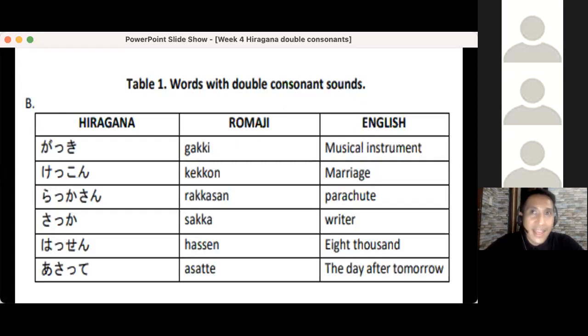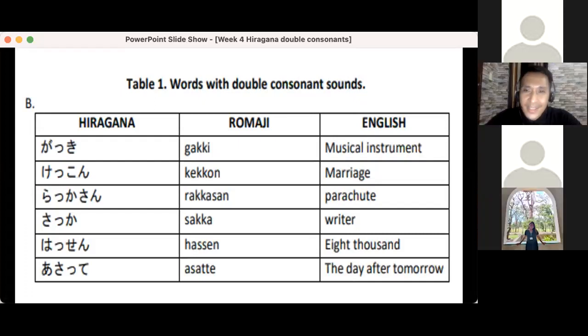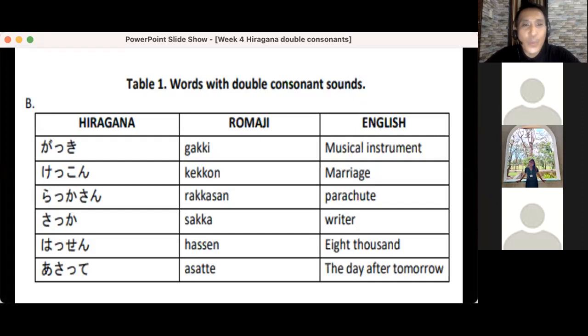Asatte means a day after tomorrow. So ano ba yung asatte sa atin? That will be Sunday. Overmorrow. Sunday is asatte. Pag sinabi kong asatte wa nanyobi desu ka? So sagot ay nichiyobi desu. So nichiyobi means Sunday, no? Nichiyobi desu. So again, gaki, kekkon, para siyang NG, no? Rakkasan, parang NG yung dulo. Sakka, hassen, asatte. Okay? So please take note of this word.